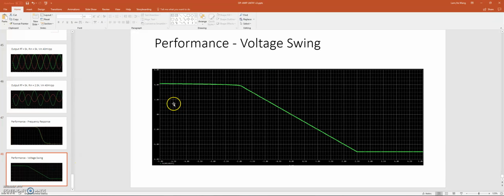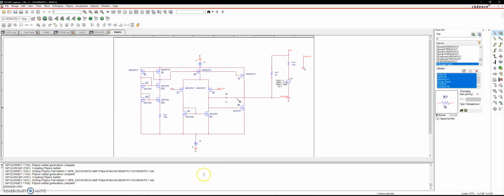And then voltage swing, since our maximum supply is 5 volts. Here we have 4 point something on the positive side, and negative 4 point something on the negative side. Apparently our positive side is very close to 4, and our negative side is close to 5. So that's all for my presentation. Thank you for watching it.